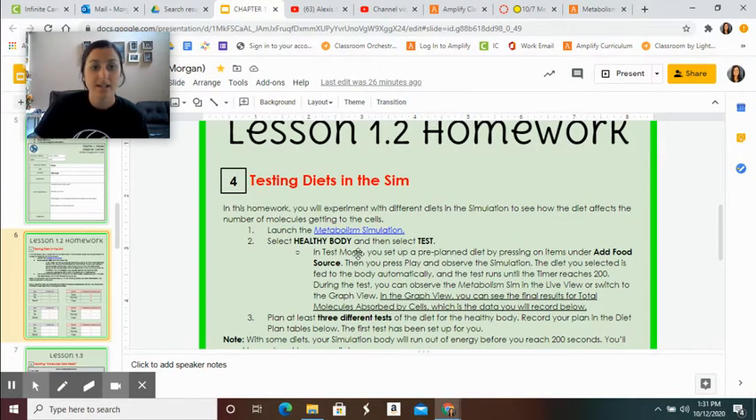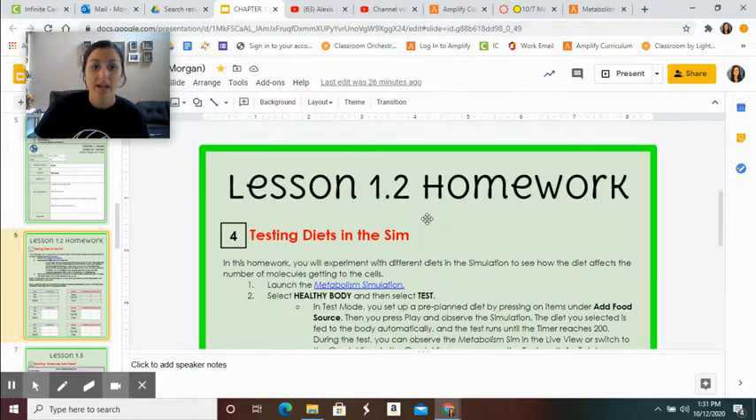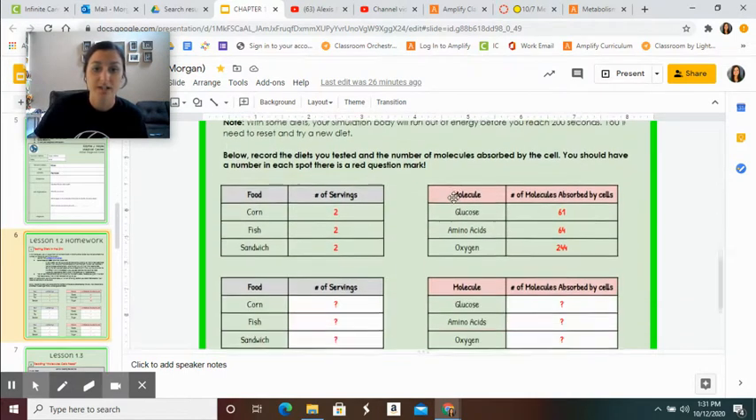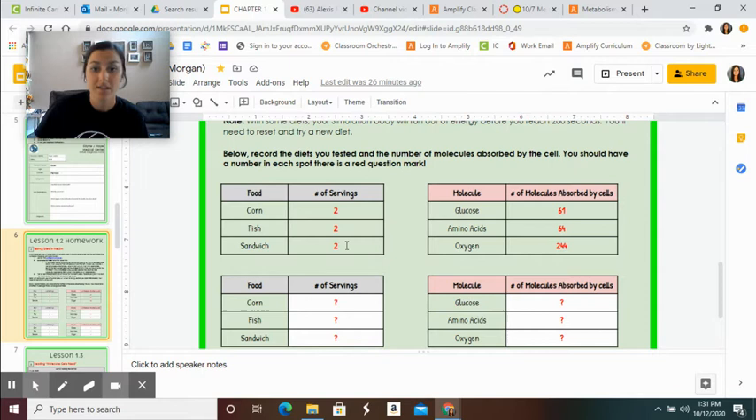The next thing that you need to do is slide 6, and this was kind of the homework. And here's when you're actually going to start running your first test. And so you're going to test diets in the simulation. And so you have instructions here, but I can tell you too. We did this one together in class.